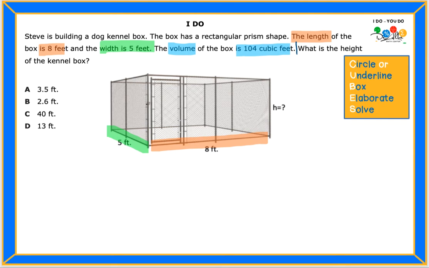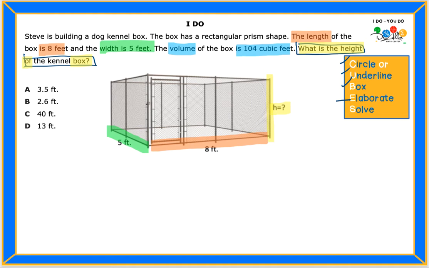Now they want to know what is the height of that kennel box. They want to know the height of the box. I put it in yellow, and this is what they're trying to figure out. So I did circle, underline, and box. For elaborate, I'm going to bring the formula from the formula chart.